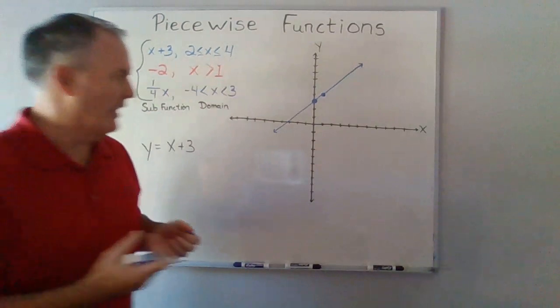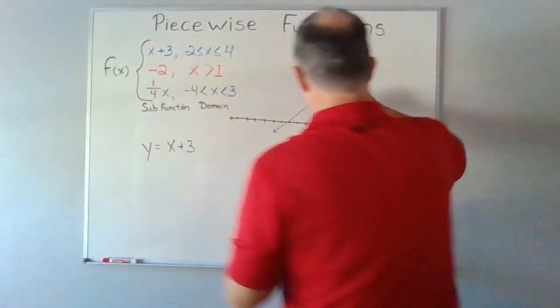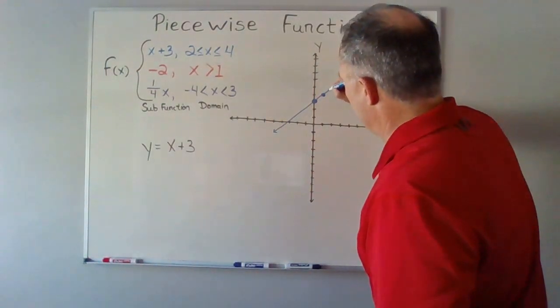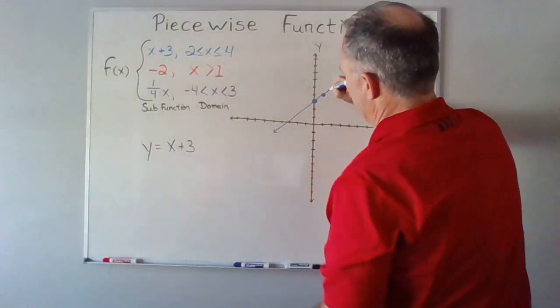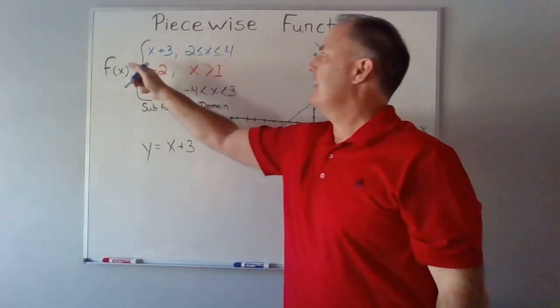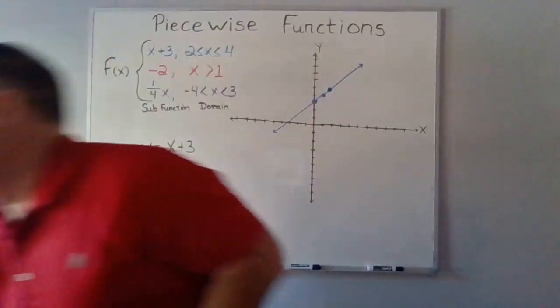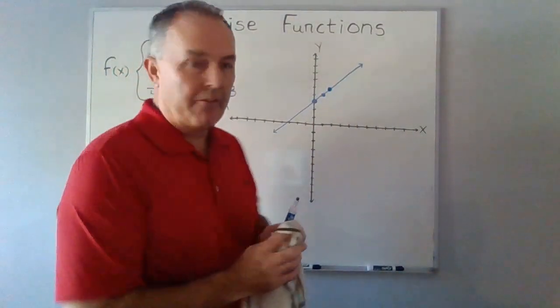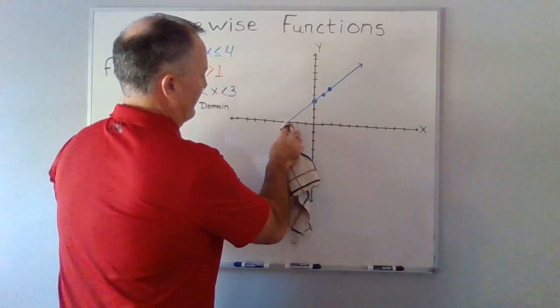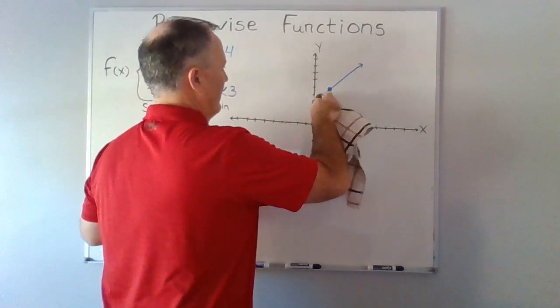So I just go to my graph. I go to 2. I'm going to go up to the line, right about here. It's going to include that 2, so I'm going to put a dot right there. But it says nothing lower than 2 is going to be on that graph. So I'm going to erase everything that's less than that. I don't need this part of the graph. This part of the graph is gone.